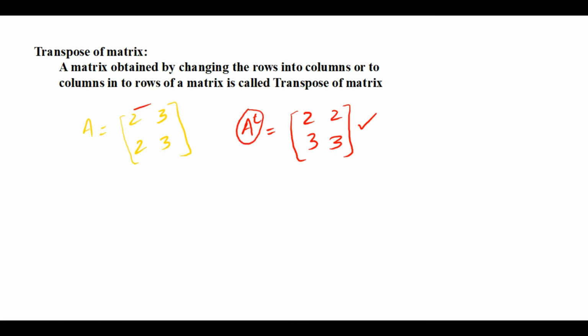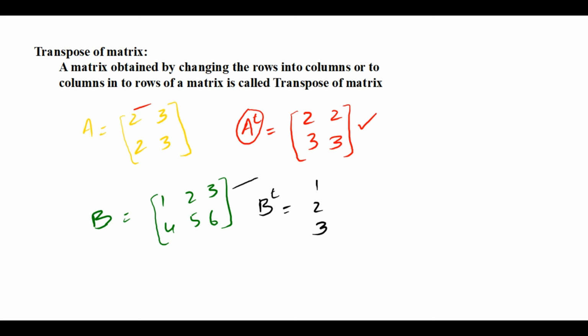Let's have a second example. B containing two rows and three columns. Now taking the transpose of B, we will have 1 2 3 by changing row into column, 4 5 6. So it is the transpose of B.